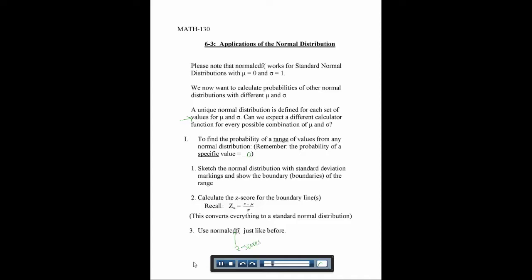Now, if you're doing everything less than a value, you'll still use negative 1,000. You don't have to change that to a z-score. Or if you're doing everything bigger than a number, you can still use 1,000. You won't have to change that bound to a z-score.